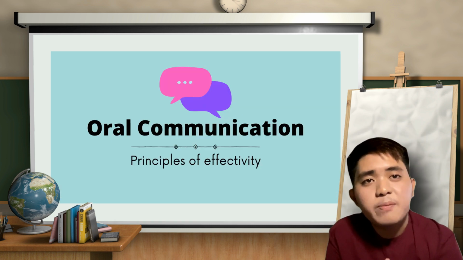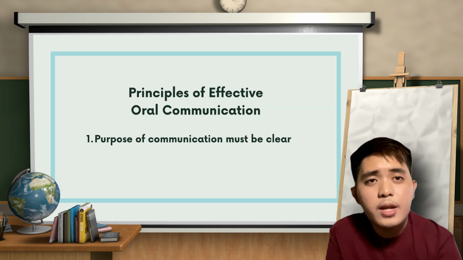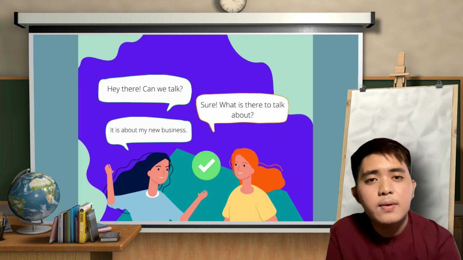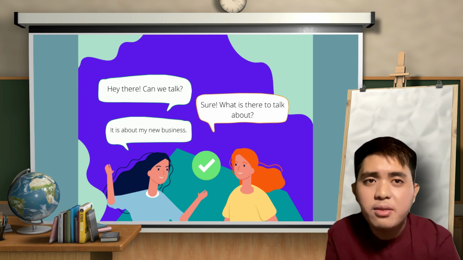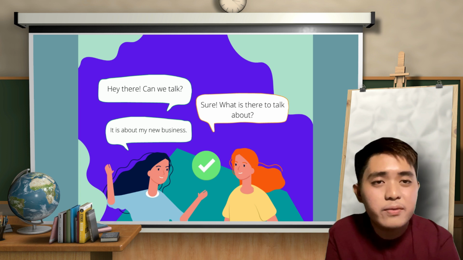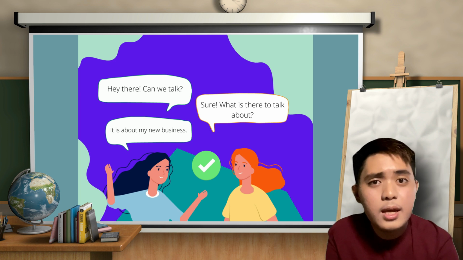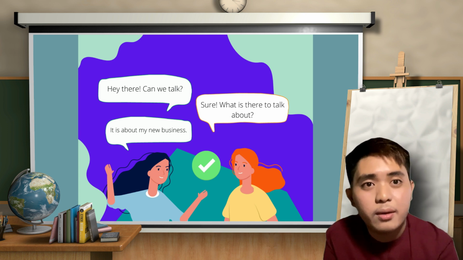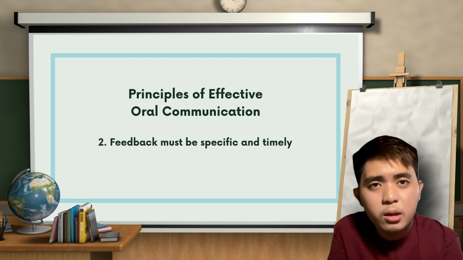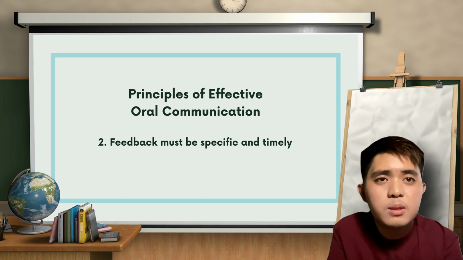Let us now proceed with the principles of effective oral communication. For the first principle, we have: the purpose of communication must be clear. Because if the purpose is not clear at all, then what would be the point or the substance of the communication itself? To cite a concrete example: "Hey there, can we talk?" And the receiver responds, "Sure, what is there to talk about?" And the sender says, "It is about my new business." So you can see here that the purpose is exactly stated, meaning that the communication is effective.